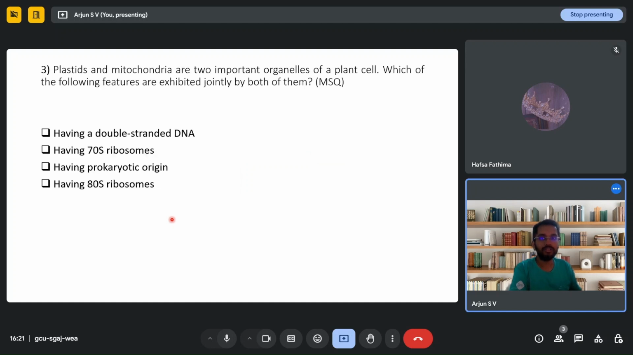So I'll go to the third question. Plastids and mitochondria are two important organelles of a plant cell. Which of the following features are exhibited jointly by both of them? So this is a multiple select question, MSQ, meaning that out of all the four options, more than one option can also be correct. So the correct answer among this is three options: having a double-stranded DNA, having 70S ribosomes, and having a prokaryotic origin. So these are the common features which are exhibited jointly by plastids and mitochondria.